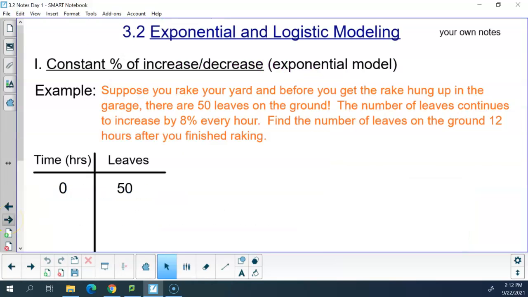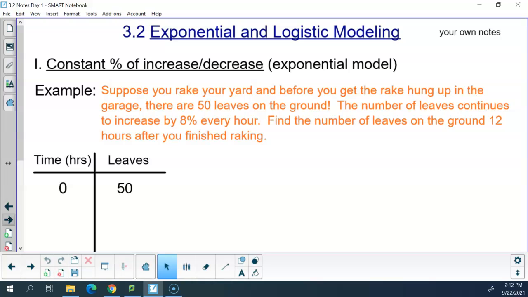All right, perfect. So here we go. Are we on a leaf problem? Yes, we are. Suppose you rake your yard, and before you get the rake hung up in the garage, it's that time of year again, there are 50 leaves on the ground. And the number of leaves continues to increase by 8% every hour, which means more leaves fall. Find the number of leaves on the ground 12 hours after you finish raking.